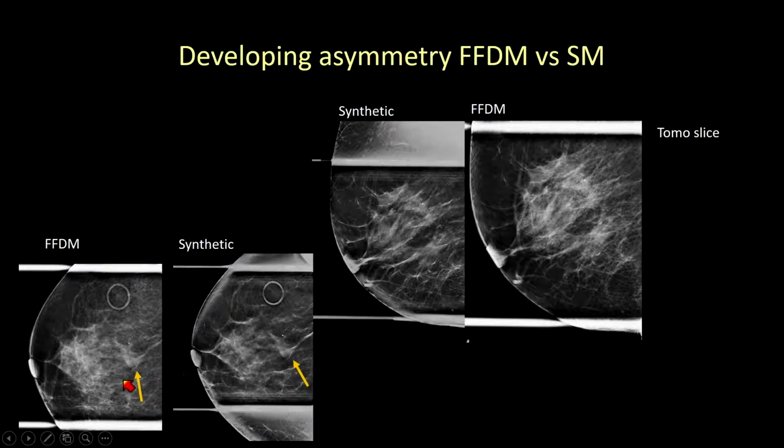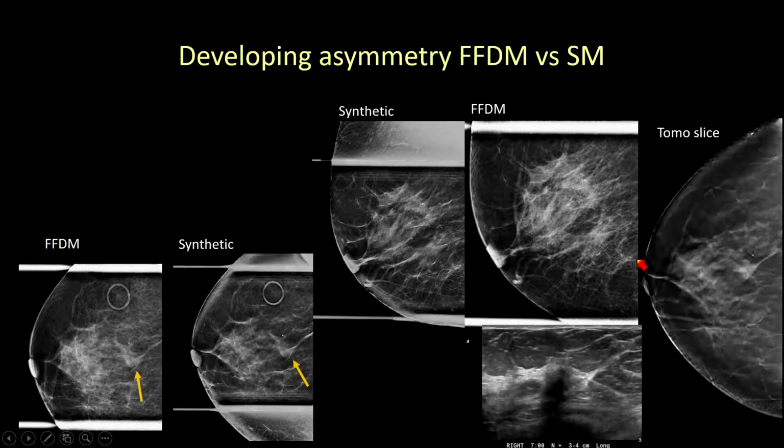This is another developing asymmetry, full-field digital to synthetic. The full-field is down here. Here's the synthetic. The MLO spot views are really completely unhelpful because this developing asymmetry, like the one I showed you earlier, rolls right into this band of tissue, and you can't see it, even with the tomosynthesis. So these are the tomo slices, low threshold to go to ultrasound. This had an ultrasound correlate. This was a malignancy.